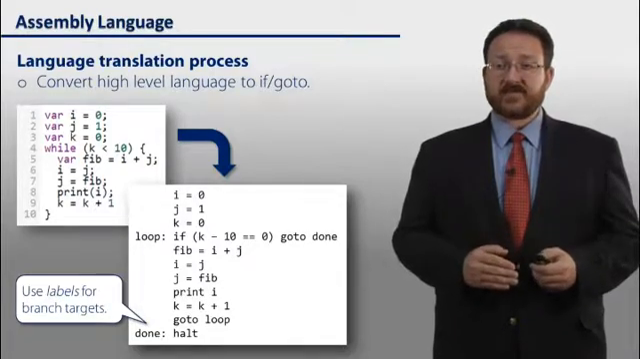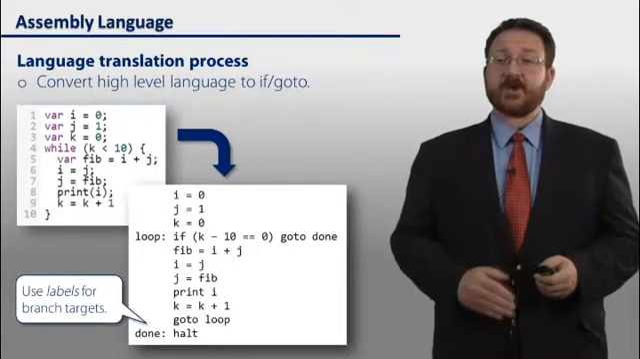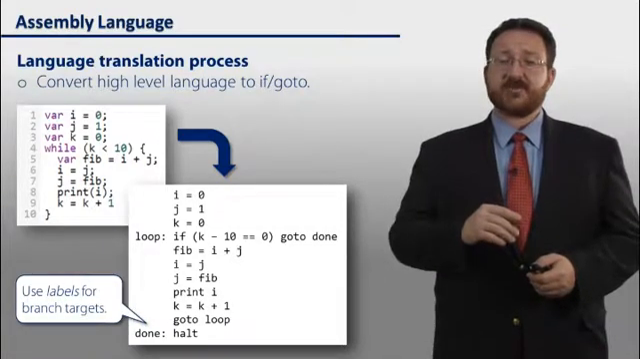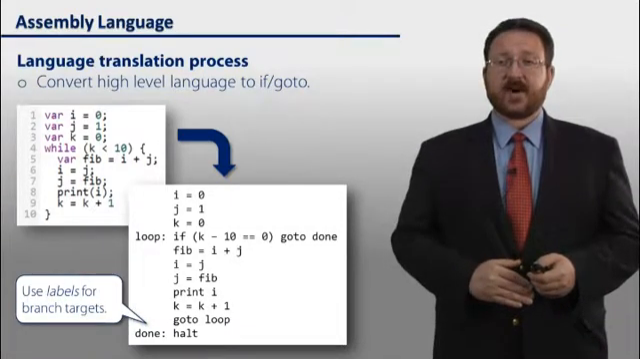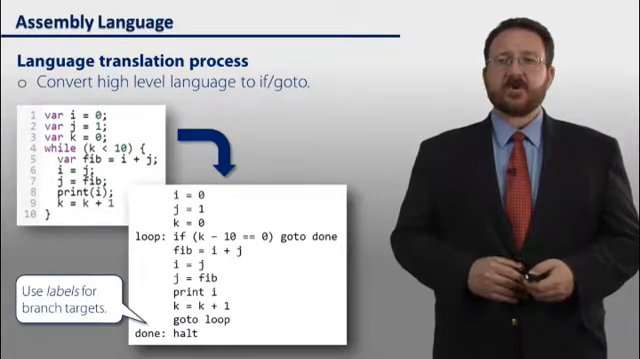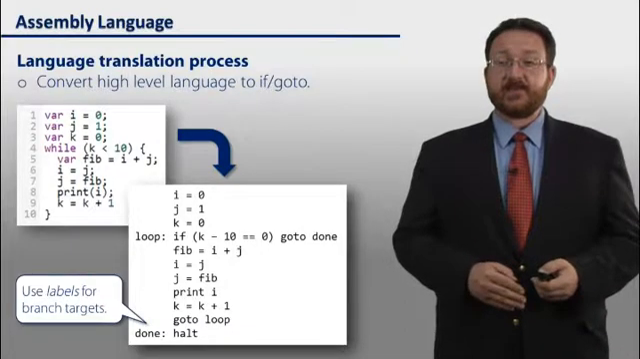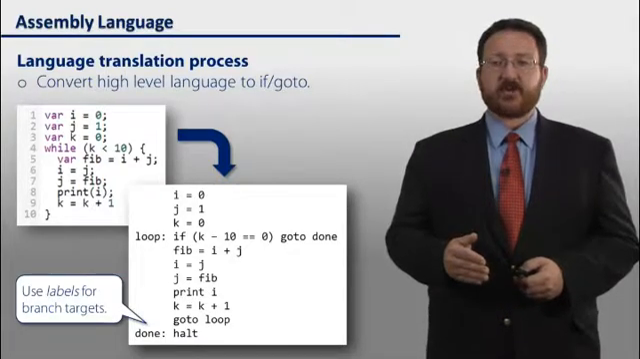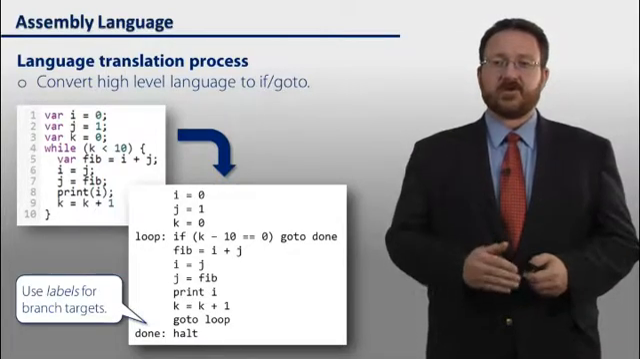Otherwise, I do all the assignments inside the loop, and at the very bottom, I go back to the top of the loop. Of course, if the condition is met, then I'll jump all the way down to the bottom where I will halt. And so loop and done are labels that are used for branch targets. Branching is where we change the program counter in the computer to go to a new location.